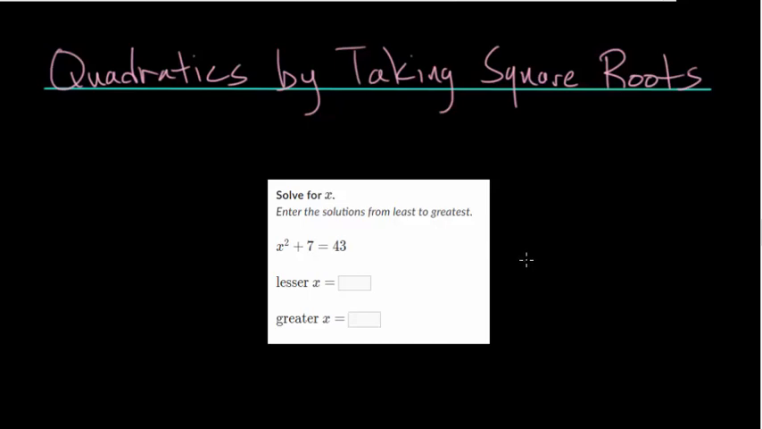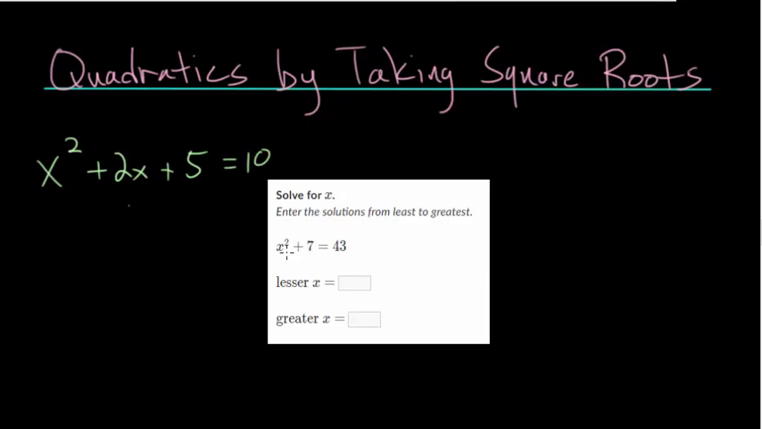One thing to notice about all of these problems is that you're going to have some squared term, maybe plus a number, equal to some other number. But you're not going to have an x term. So if you had something like x squared plus 2x plus 5 equals 10, let's say, this is not going to be able to be solved from this method.